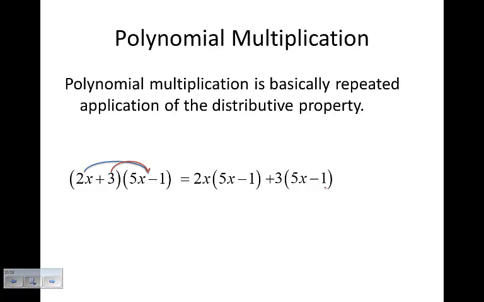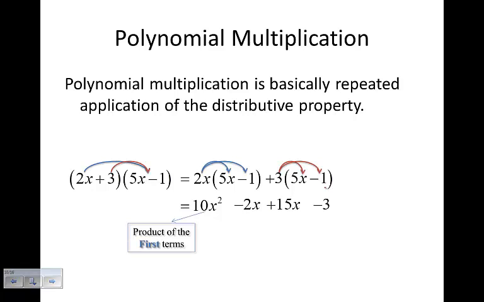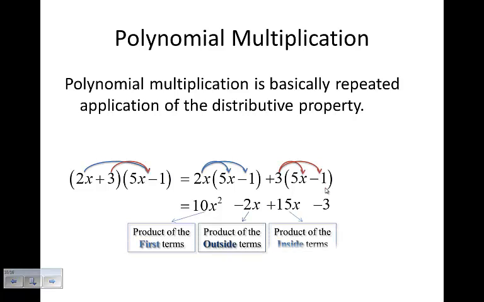So 2x times 5x minus 1, and then 3 times 5x minus 1. All right, and notice this is also what we do with FOILing. So if we skip to this next step here, that 10x squared is the product of the first terms, the negative 2x is the product of the outside terms, the product of the inside terms is the 15x, and the product of the last terms is the negative 3.